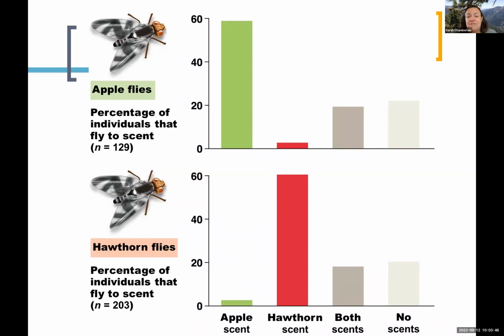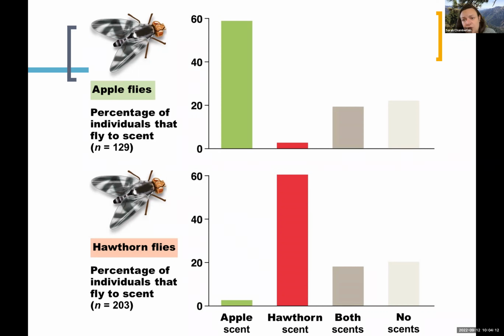And so they fly towards rotting apples, ripe apples, right? And they mate and they lay their eggs, and their eggs hatch in these apple trees and make little grubs. And then those grubs metamorphose into adult flies. And so they're called apple flies because they like apple trees. Okay. Hawthorn is another type of fruit that we don't eat.